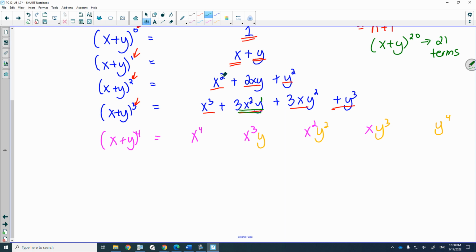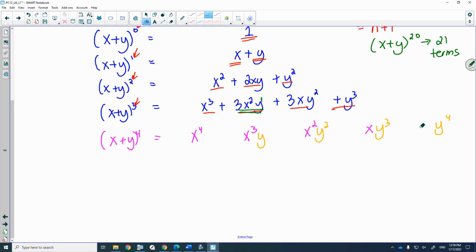Same here, we've got a 2, 1 plus 1 is 2, and a 2. The exponents in each term sum to the n value. Let's double check that we're going to have a 4 for each of our terms. There's a 4, 3 plus 1 is 4, 2 and 2 is 4, 1 and 3 is 4, and 4.